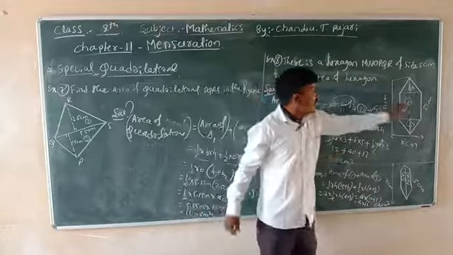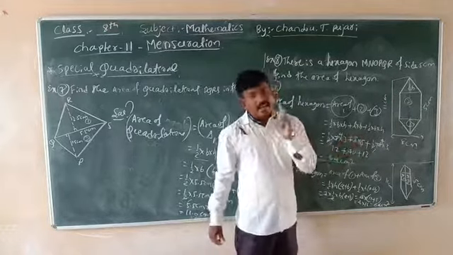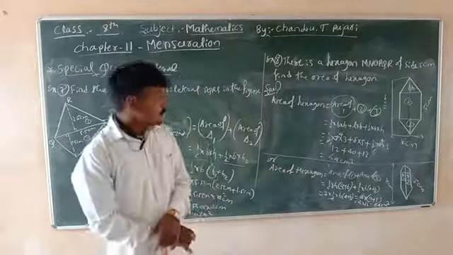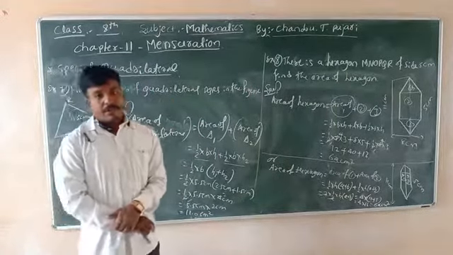Okay, in the hexagon there are two methods here. You can choose any one method to find out the area of the hexagon. Got it? These are the examples. Practice more examples as homework. I shall continue in the next class.